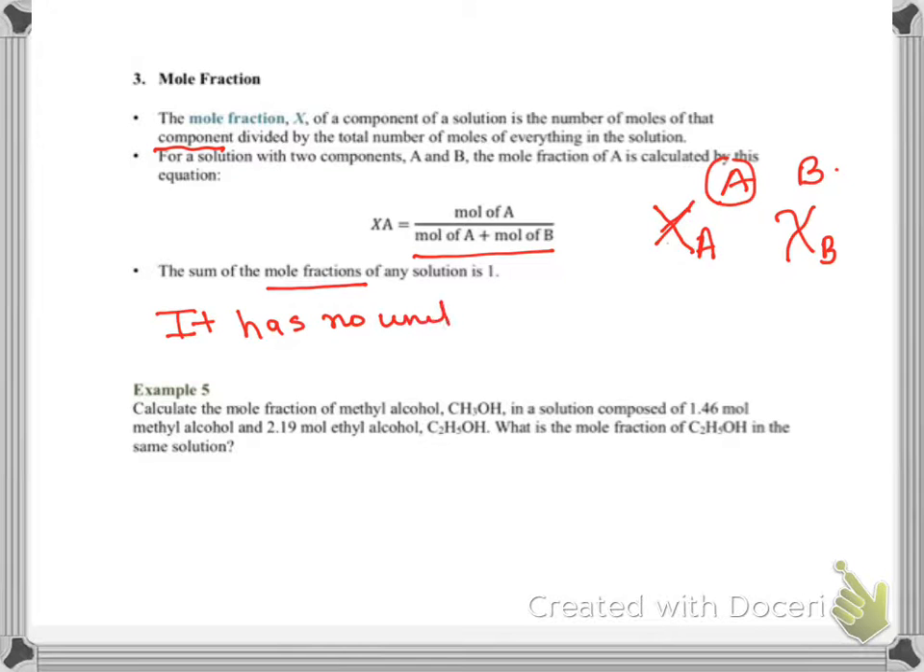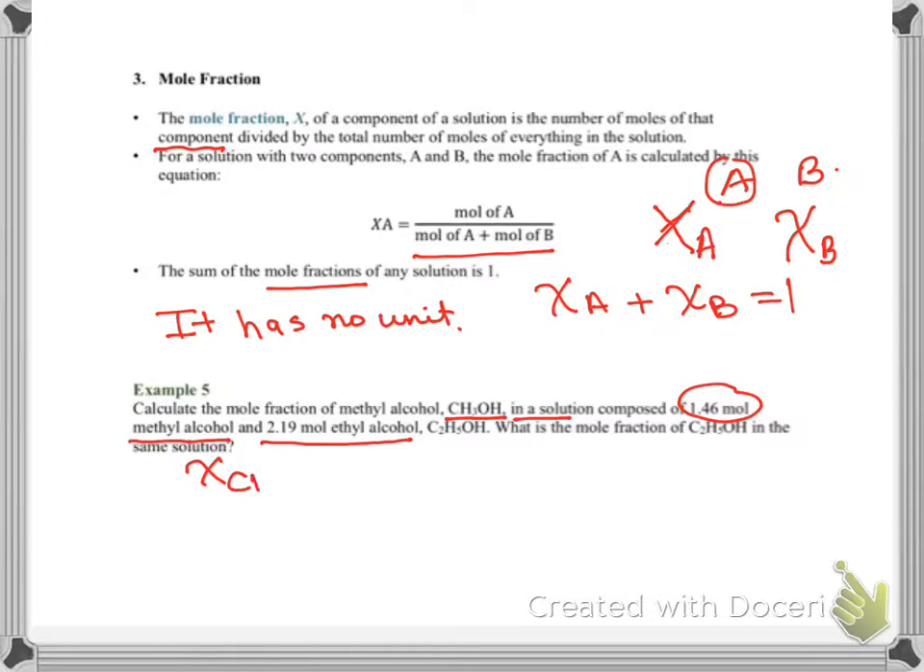Why? Because you're dividing moles with moles. Now, that means if your solution is made up of only A and B, the mole fraction of A plus the mole fraction of B will be equal to 1. So, look at this problem here. Calculate the mole fraction of methyl alcohol. You have in a solution 1.46 moles of methyl alcohol and 2.19 moles of ethyl alcohol. You have to find the mole fraction of ethanol also in the same solution.